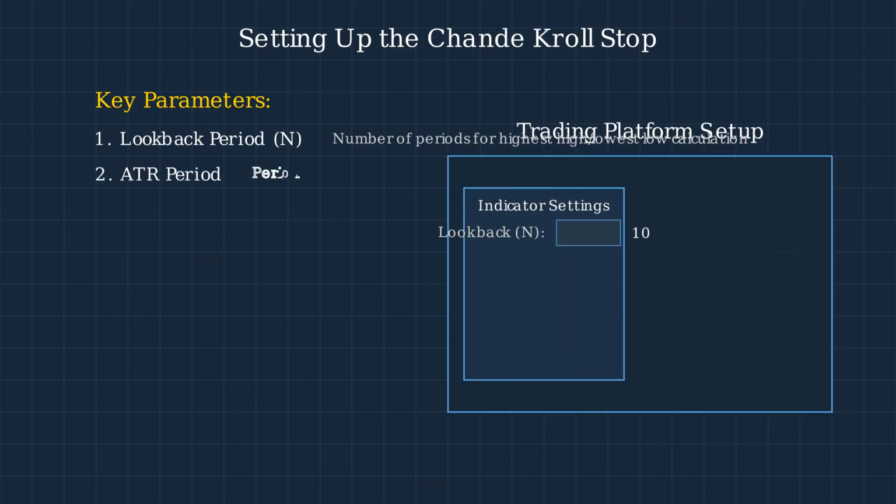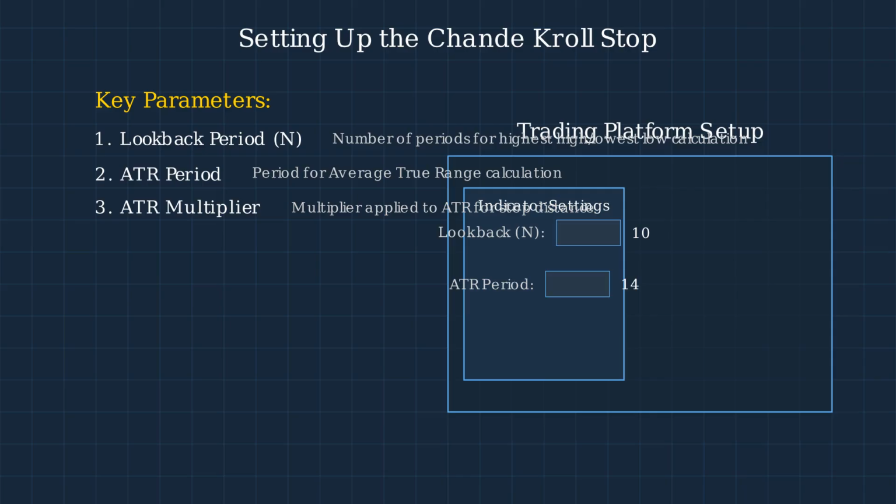Next is the ATR period, which defines the number of bars used to calculate the average true range. Finally, set the ATR multiplier, which controls how sensitive the stop is to price volatility. A higher multiplier creates a wider stop. After configuring these parameters, apply the settings to display the indicator on your chart.